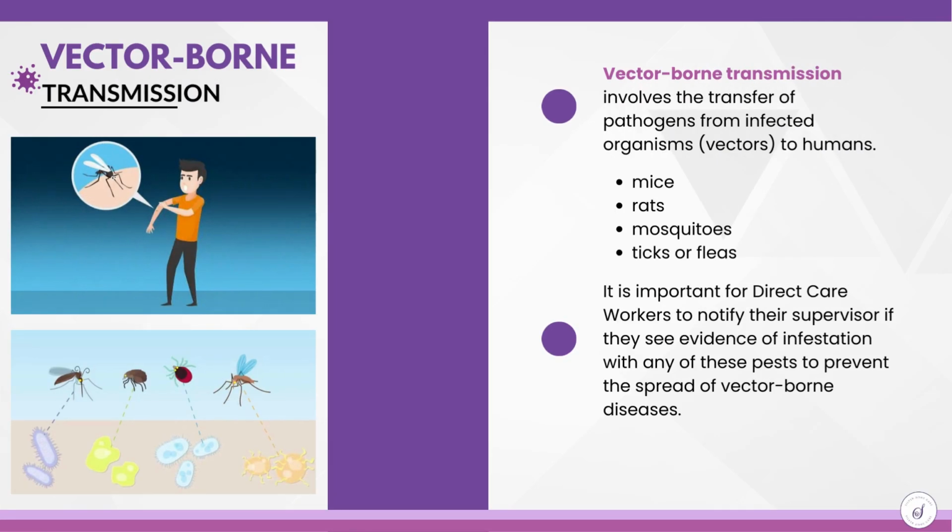Vector-borne transmission. Vector-borne transmission involves the transfer of pathogens from infected organisms, vectors, to humans. Vectors like mice, rats, mosquitoes, ticks, or fleas can transmit diseases. It is important for direct care workers to notify their supervisor if they see evidence of infestation with any of these pests to prevent the spread of vector-borne diseases.